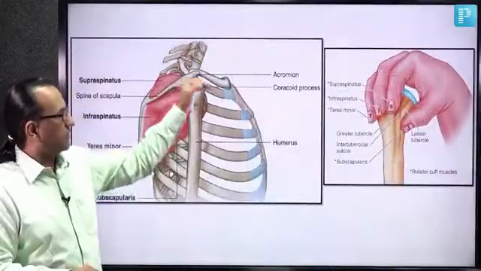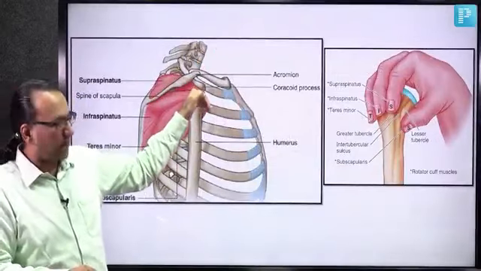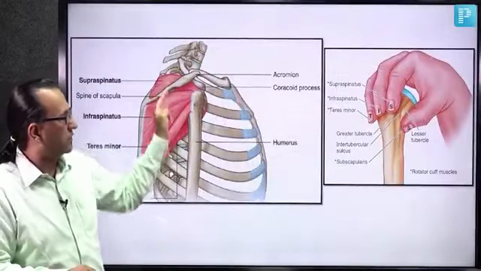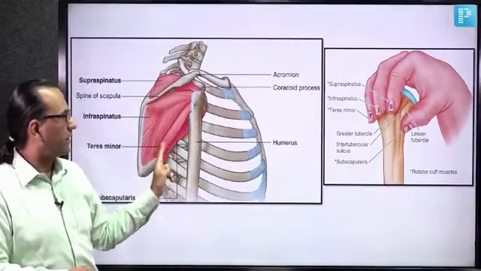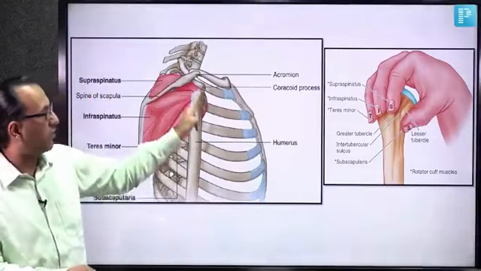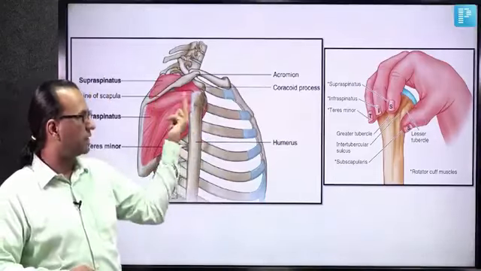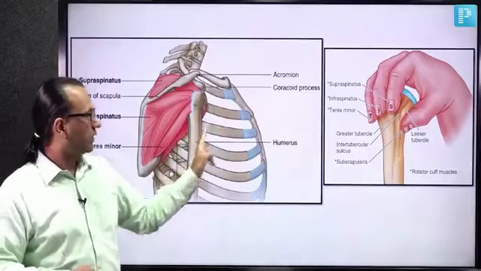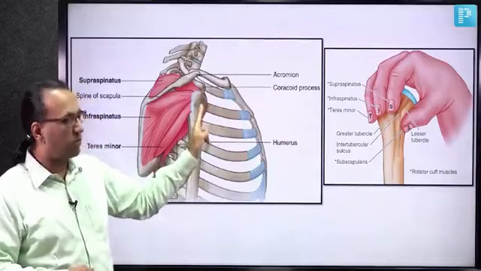Rotator cuff is a musculotendinous support to the shoulder joint capsule and is contributed by four muscles. There is supraspinatus, infraspinatus, and teres minor, originating from the scapula, inserting on the greater tubercle of the bone humerus. And there is one more muscle which is coming from the anterior aspect of the scapula, under the scapula, that is the subscapularis muscle, inserted on the lesser tubercle of the bone humerus.